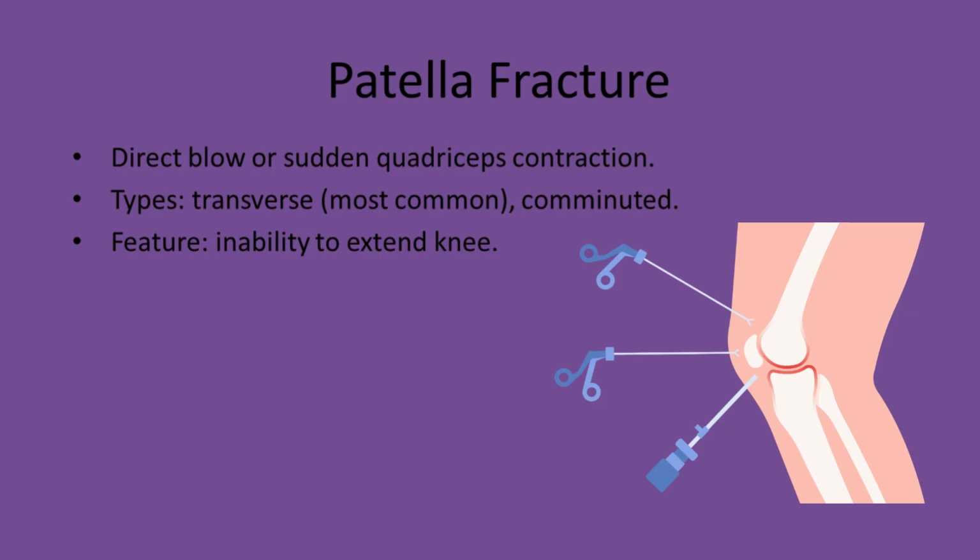This slide describes patella fractures, which involve the kneecap. These fractures can happen from a direct blow to the knee or from a sudden, forceful contraction of the quadriceps muscles. There are different types, including transverse fractures, which are the most common, and comminuted fractures, where the bone breaks into multiple pieces. A key feature of a patella fracture is the inability to straighten the leg at the knee. The image shows a fractured patella, potentially being stabilized with wires or pins. Proper treatment is necessary to restore knee function and stability.